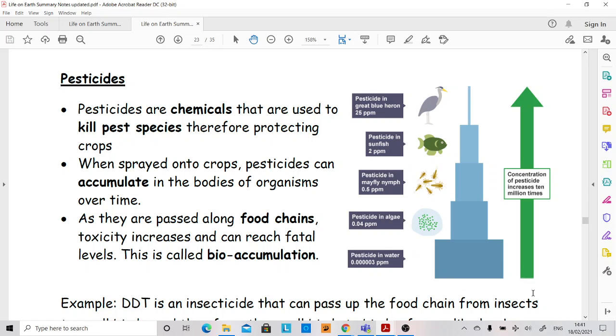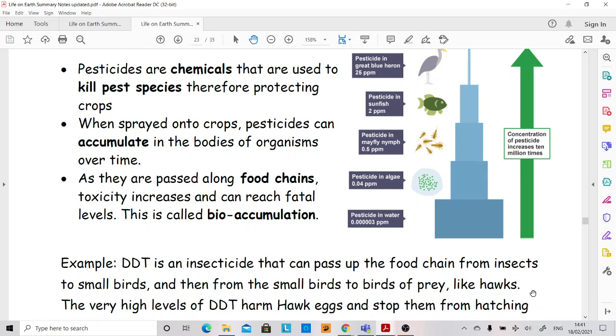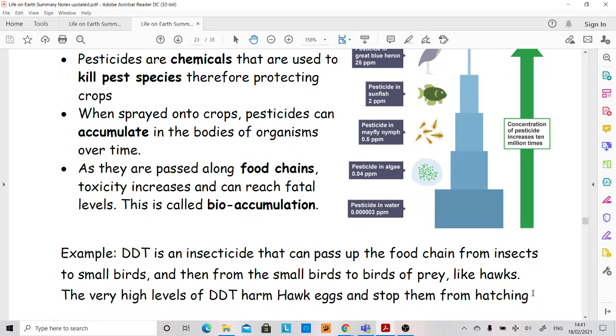And there's an example down here of DDT. DDT was a widely used insecticide. It was even hoped to be going to wipe out all the mosquitoes which spread malaria. But the problem with DDT is that it was passing up the food chain, going from insects to small birds, and then from small birds to birds of prey like hawks. And the very high levels of DDT in the hawks was affecting their eggs, and the eggs weren't hatching. So DDT was going to lead to potentially some species dying out, and it got banned.